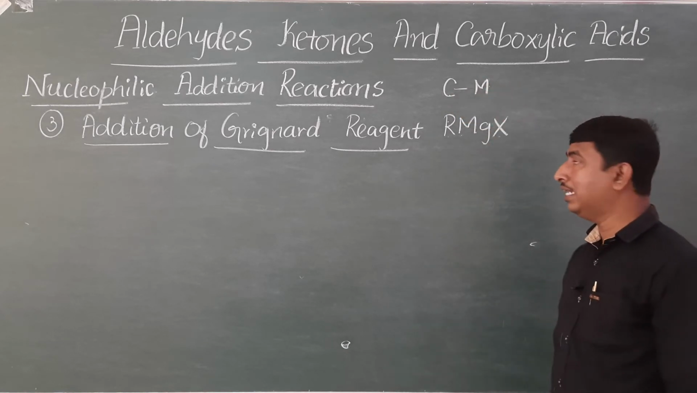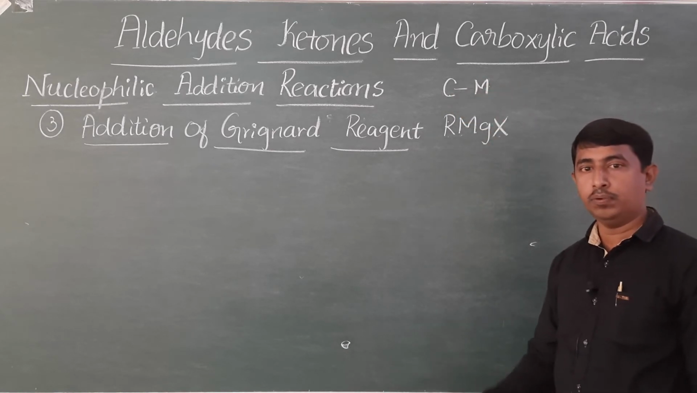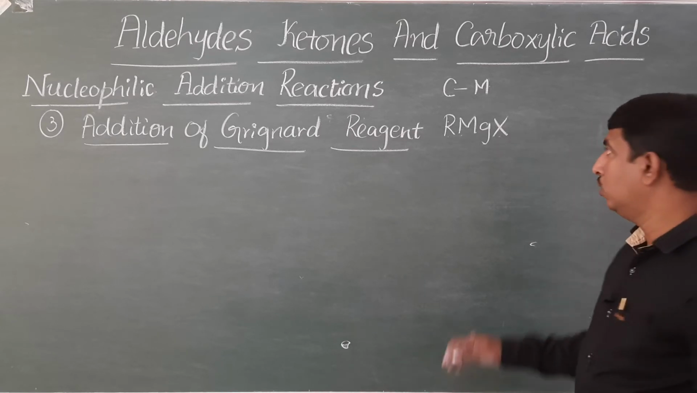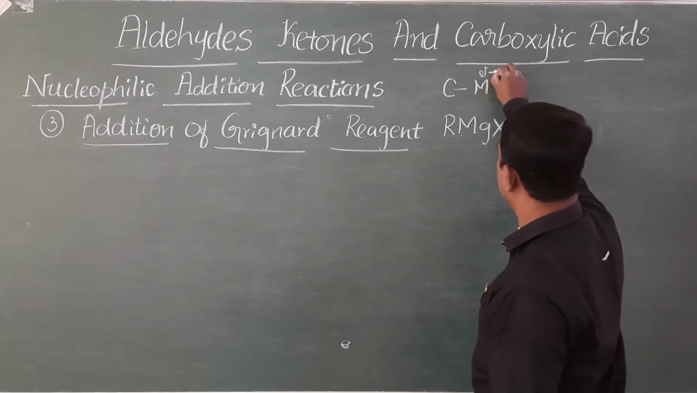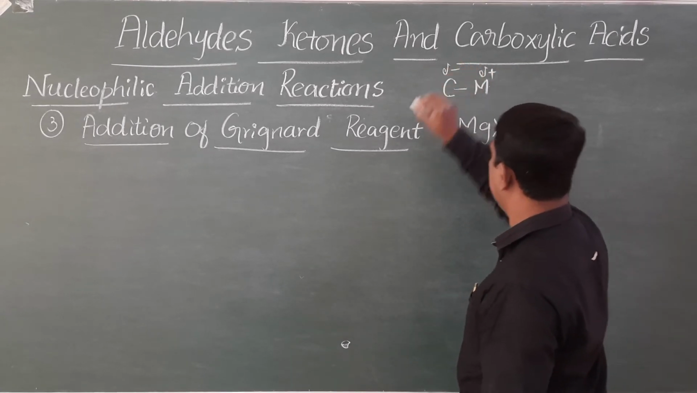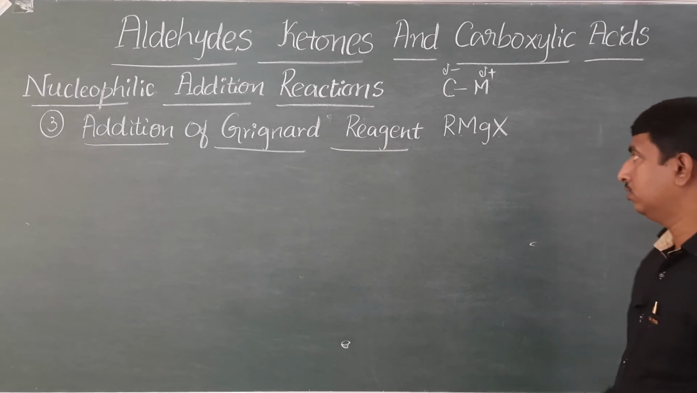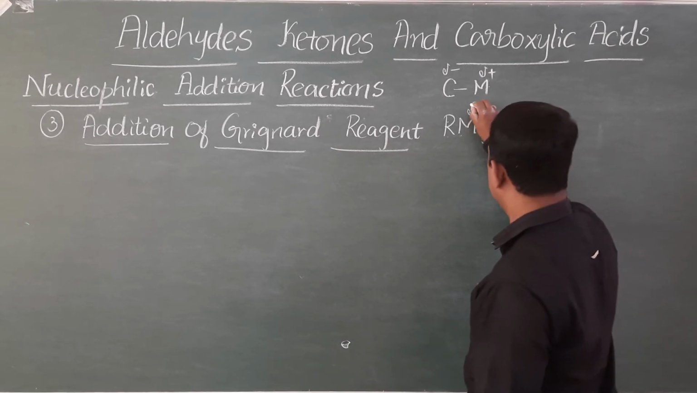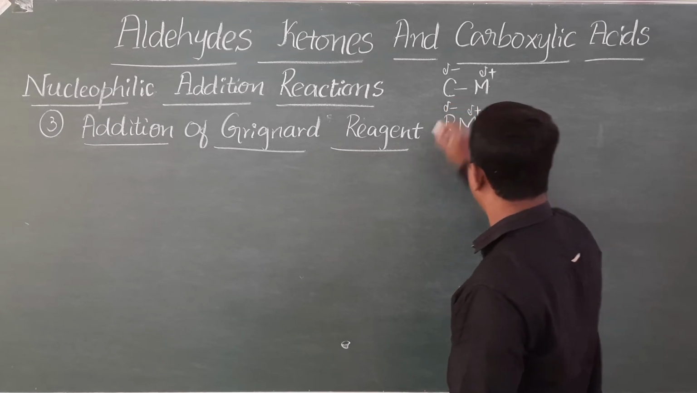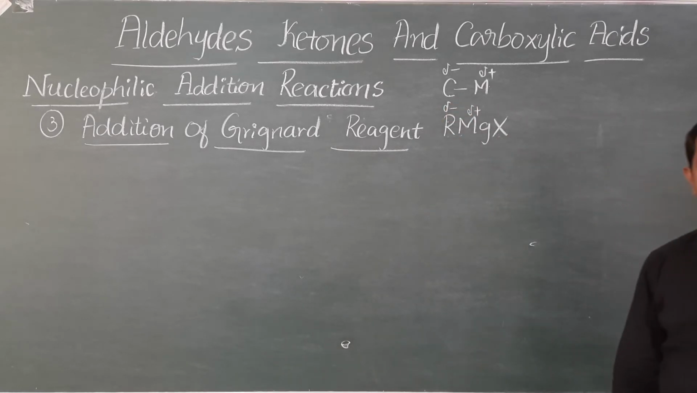We know that metals are electropositive and readily lose electrons. So metals carry a partial positive charge and carbon carries a partial negative charge. In the case of Grignard reagent, Mg has a partial positive charge and carbon has a partial negative charge.